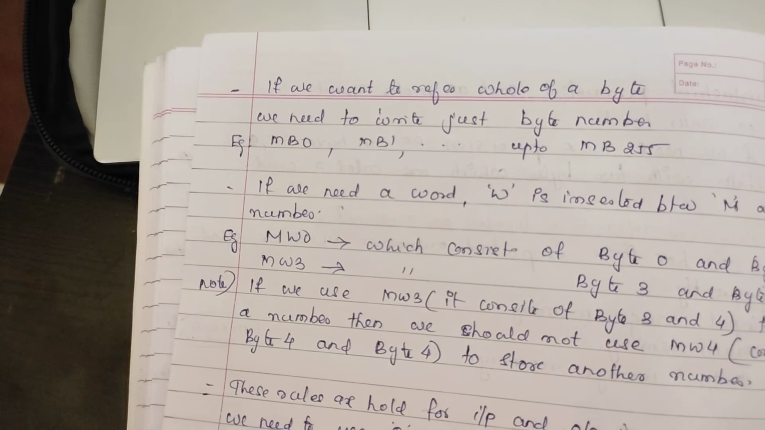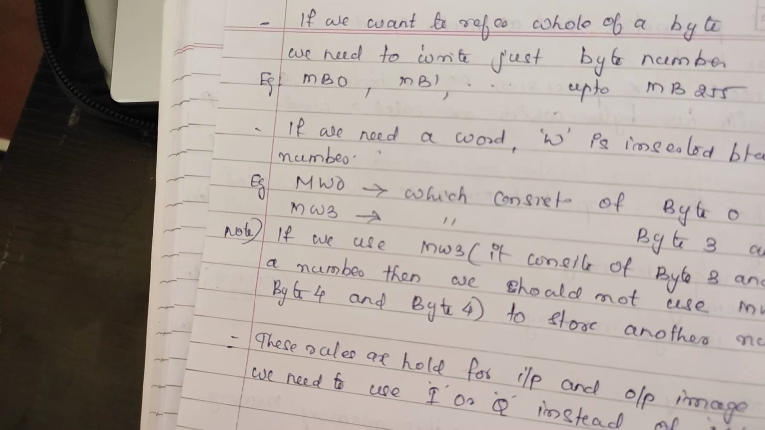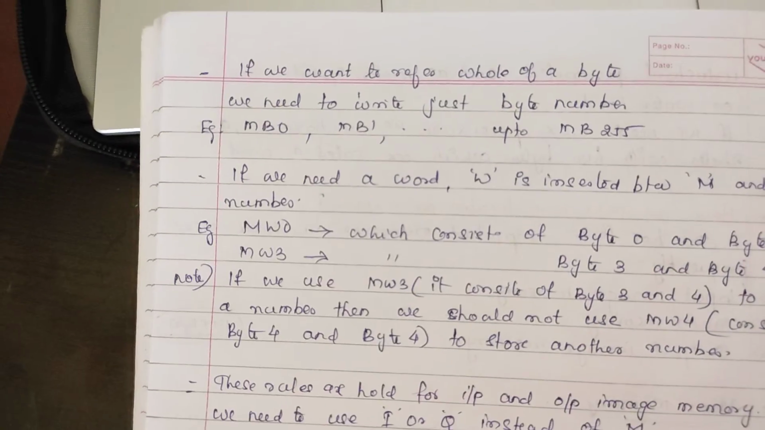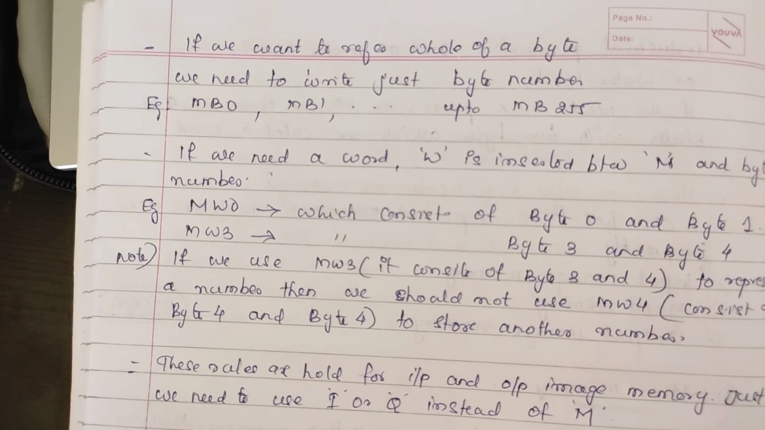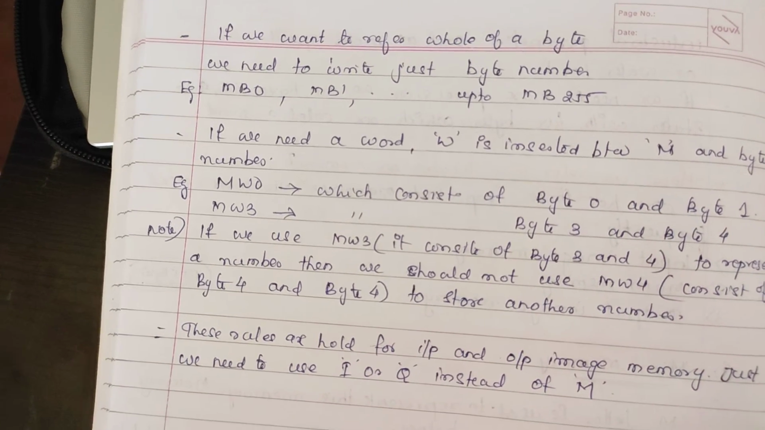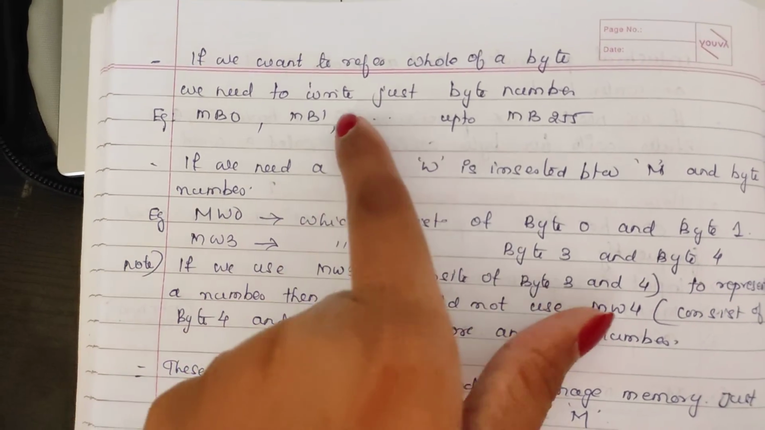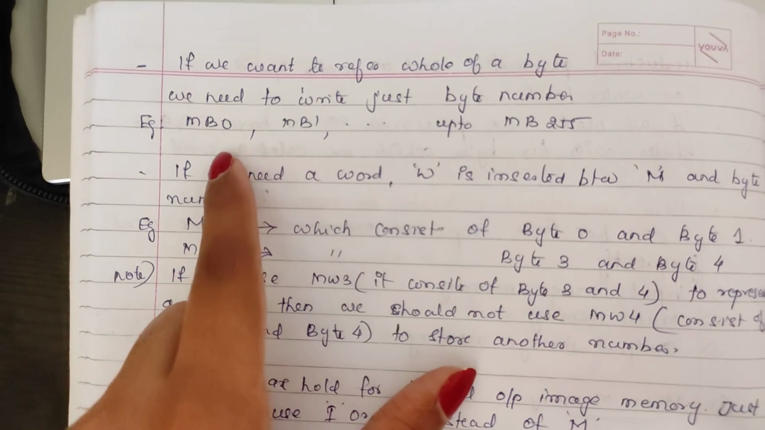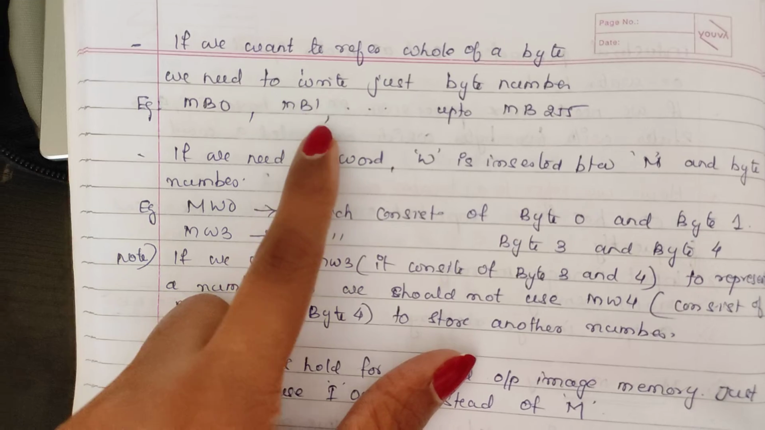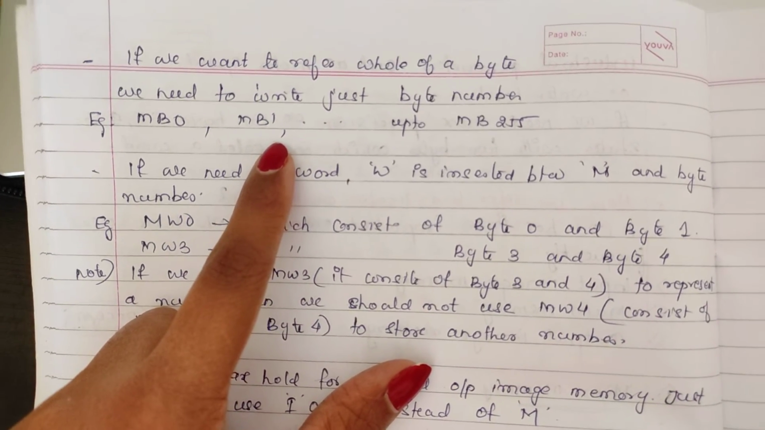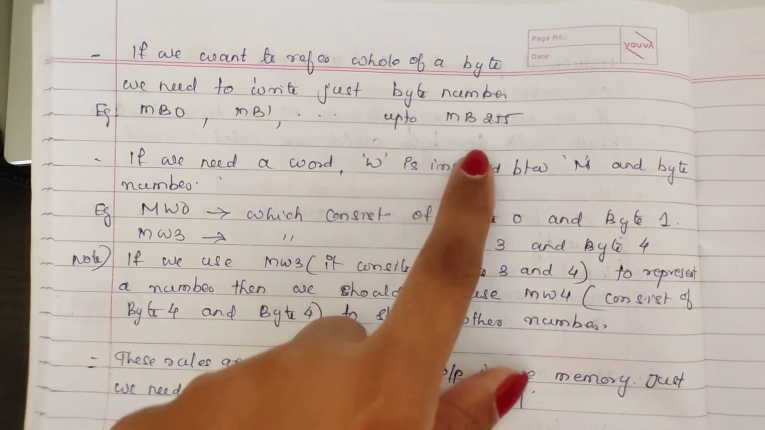Then if I want to refer to the whole byte, we need to write just the byte number. For example, for byte addressing, 1 byte is equal to 8 bits, right? So if I just want to refer to the entire byte, this can be the representation. MB0 indicates the byte 0 address, MB1 indicates byte 1 addressing, and we can go up to MB255.